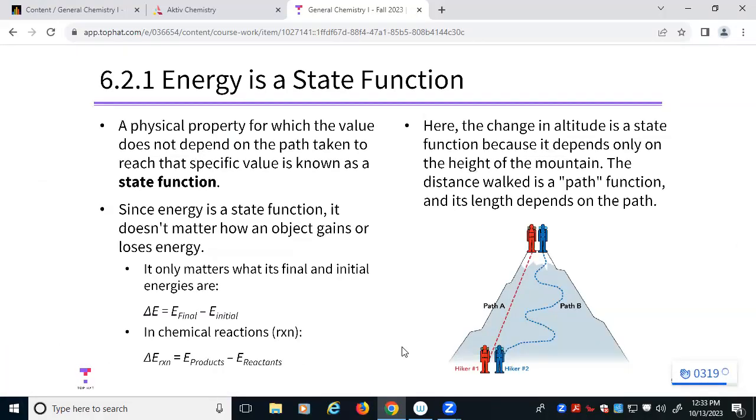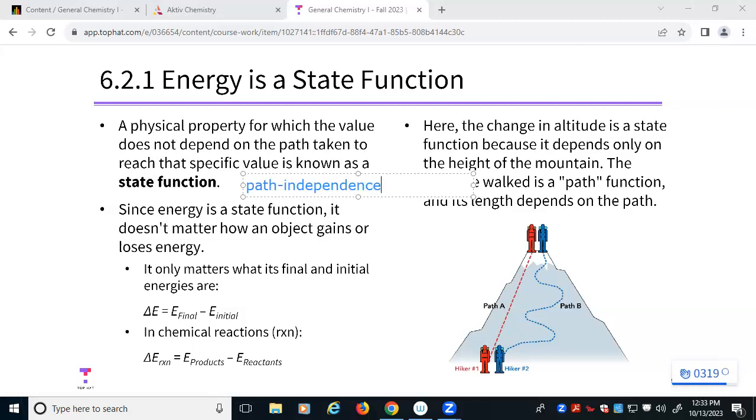All right, let's bring up another term here. The idea of a state function. A state function is a physical property where the value of that physical property does not depend on the path that we take to get there. So the key term in state functions is something called path independence.